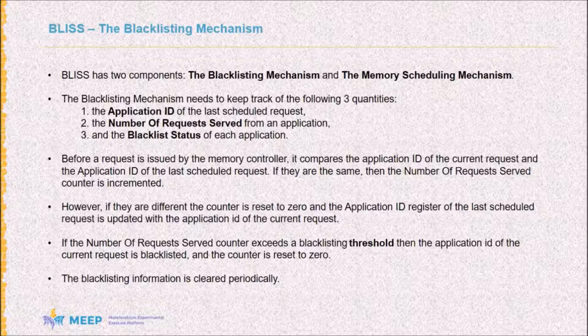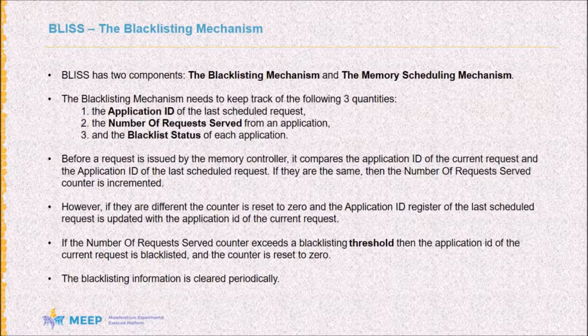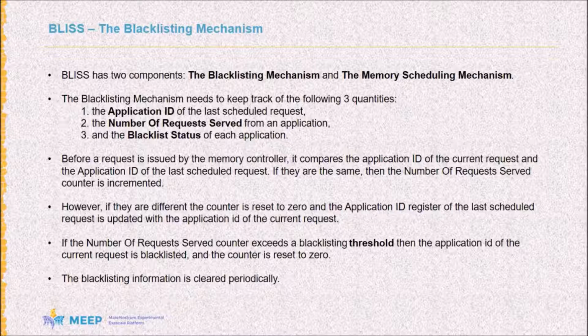If they are the same, then the number of requests served counter is incremented. However, if they are different, the counter is reset to 0, and the application ID register of the last scheduled request is updated with the application ID of the current request. If the number of requests served counter exceeds a blacklisting threshold, then the application ID of the current request is blacklisted and the counter is reset to 0. The blacklisting information is cleared periodically.